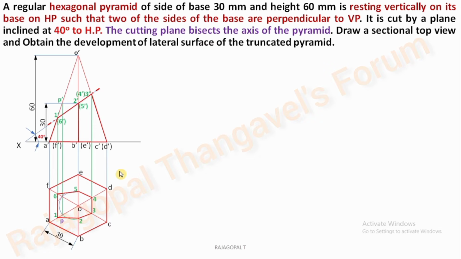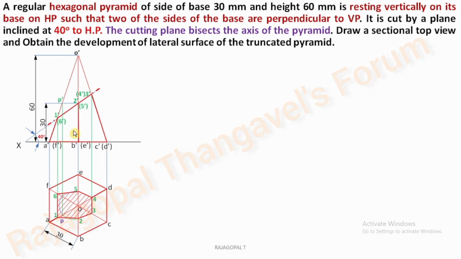This is our sectional top view. Do a hatching and show it as a sectional top view. After completing the sectional top view, this entire portion is sectional top view. Now you have to shift the removed and remaining portion of the solid into thick lines.